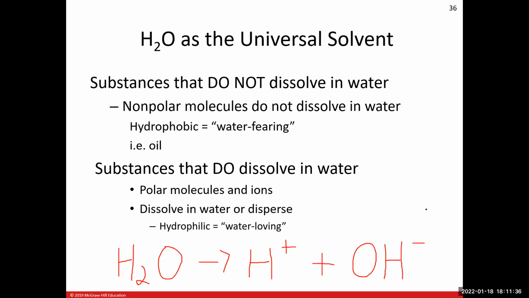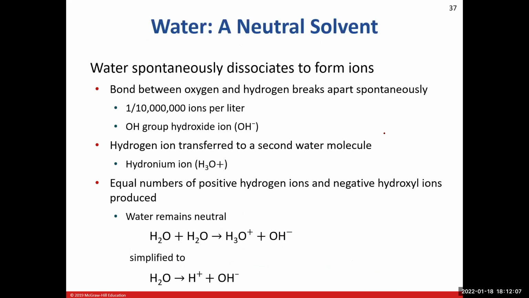But if you notice, when water dissociates, when it just breaks down spontaneously, we're going to wind up with 1 positive ion, or 1 cation, and 1 negative ion, or an anion. So if you have 1 positive charge and 1 negative charge, what do you think is going to happen? They'll cancel each other out, right?